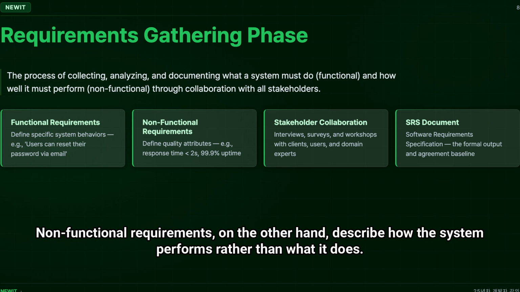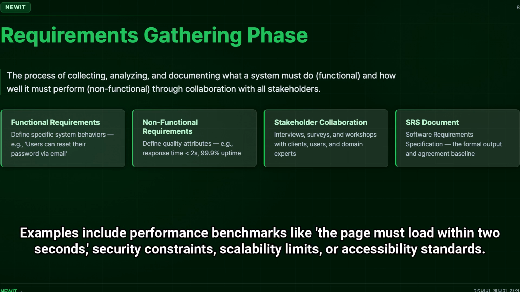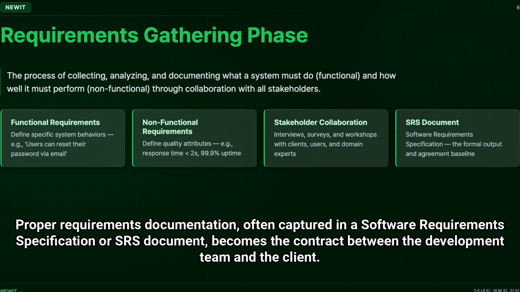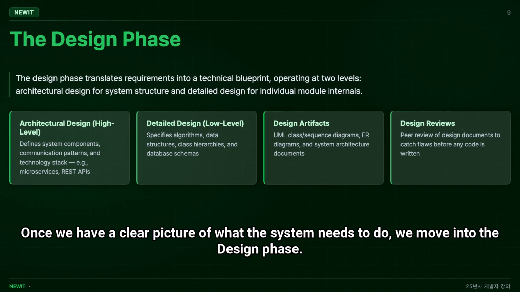Non-functional requirements, on the other hand, describe how the system performs rather than what it does. Examples include performance benchmarks like the page must load within 2 seconds, security constraints, scalability limits, or accessibility standards. A common mistake among beginners is focusing only on functional requirements and ignoring non-functional ones, which often leads to systems that technically work but are too slow, insecure, or difficult to scale. Proper requirements documentation, often captured in a software requirements specification or SRS document, becomes the contract between the development team and the client.